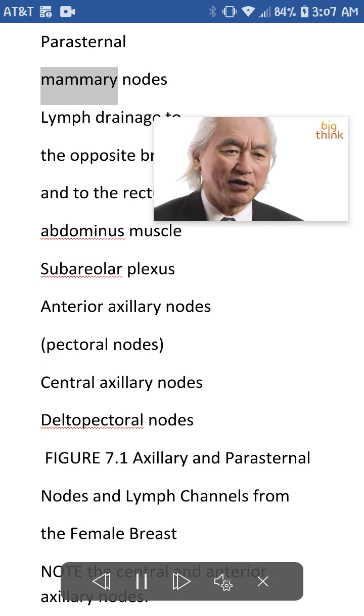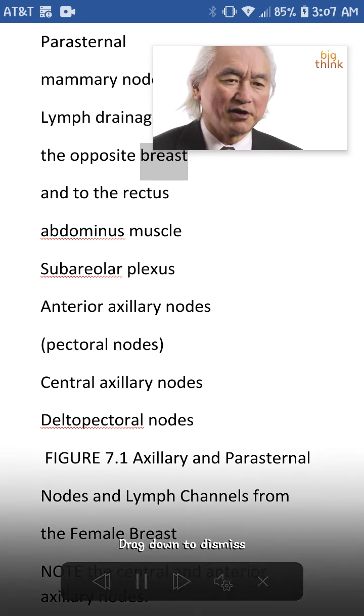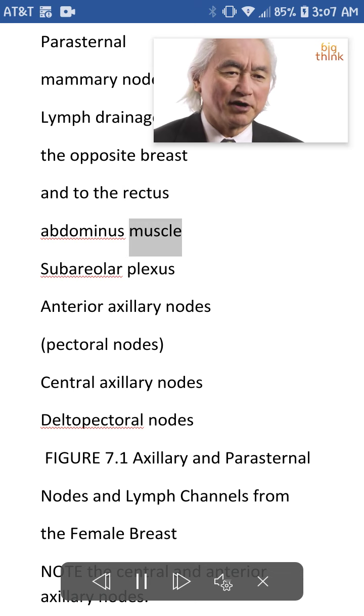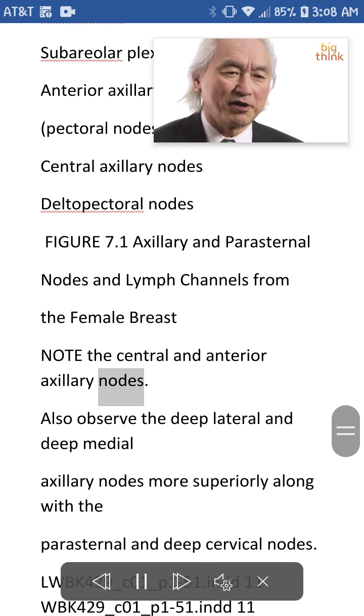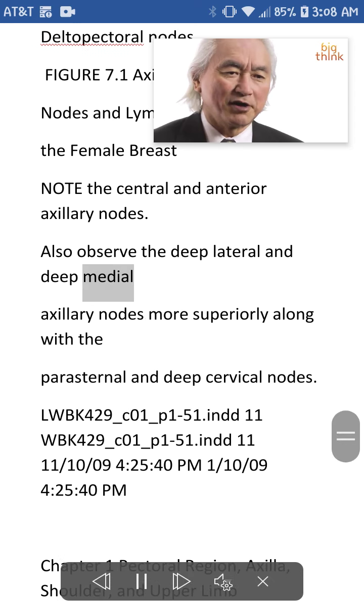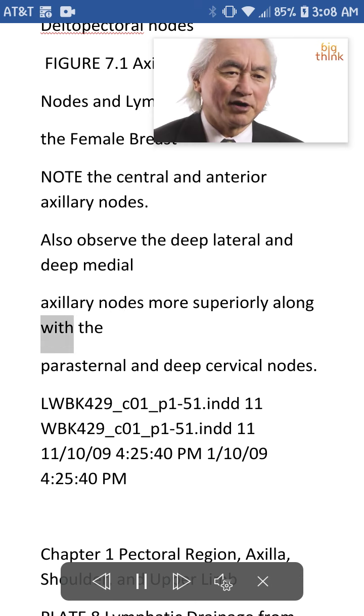Parasternal mammary nodes. Lymph drainage to the opposite breast and to the rectus abdominis muscle. Subareolar plexus. Anterior axillary nodes, pectoral nodes, central axillary nodes, deltopectoral nodes. Figure 7.1: Axillary and parasternal nodes and lymph channels from the female breast. Note the central and anterior axillary nodes. Also observe the deep lateral and deep medial axillary nodes more superiorly along with the parasternal and deep cervical nodes.